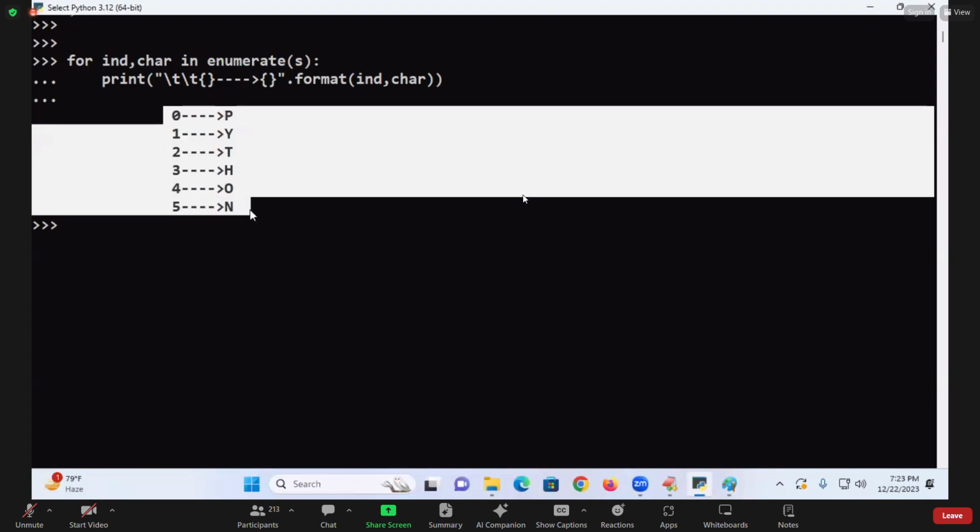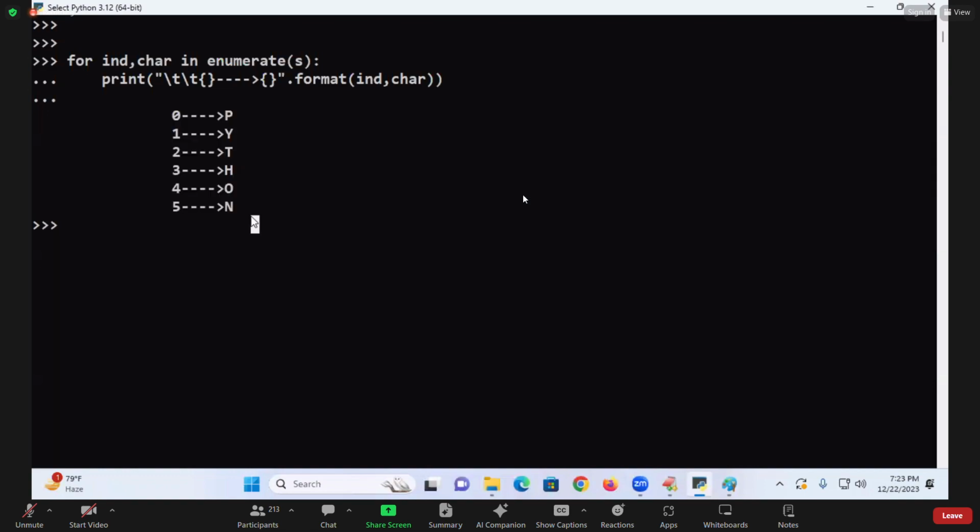These are all called what? Python. What about the negative values, sir? Negative values I will also show you. Right now, don't worry about the enumerate. Print of S. Are you okay?